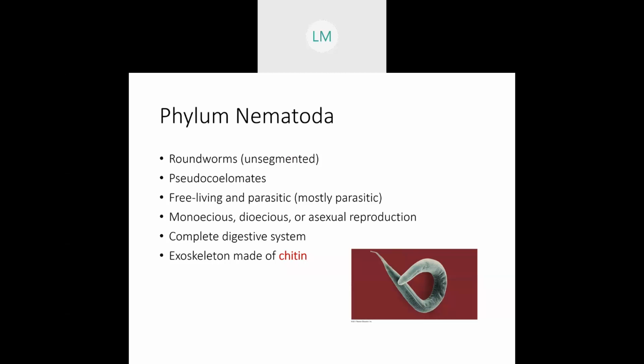We still have our complete digestive system, but now we have an exoskeleton that's made of chitin. We talked about chitin when we talked about the fungi, so this is the same structure. We have an exoskeleton, so it's on the outside of the body, made of chitin. That's what's going to have to be molted and shed in order for this nematode to grow, right? That's the process of ecdysis. This exoskeleton is shed and a new one is formed.